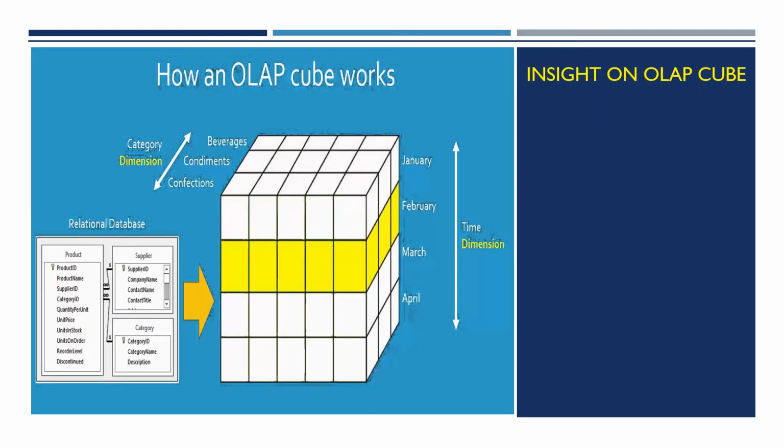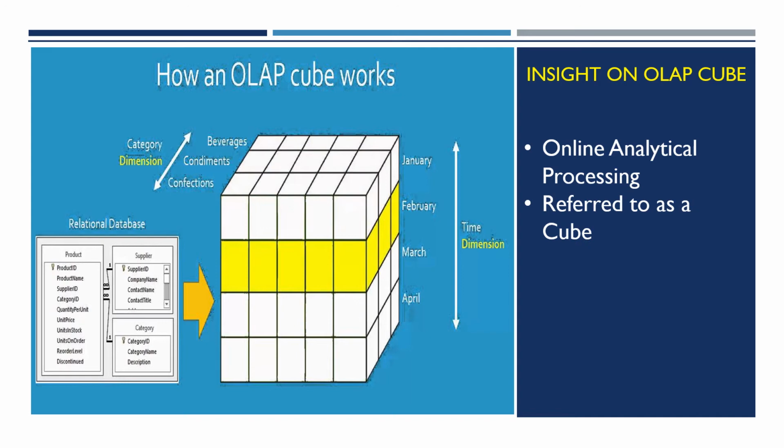Moving on to OLAP cubes. OLAP stands for Online Analytical Processing. OLAP is a software that enables the user to view data from multiple databases at a time. Most often, OLAP will be referred to as a cube, as you can see in this picture.